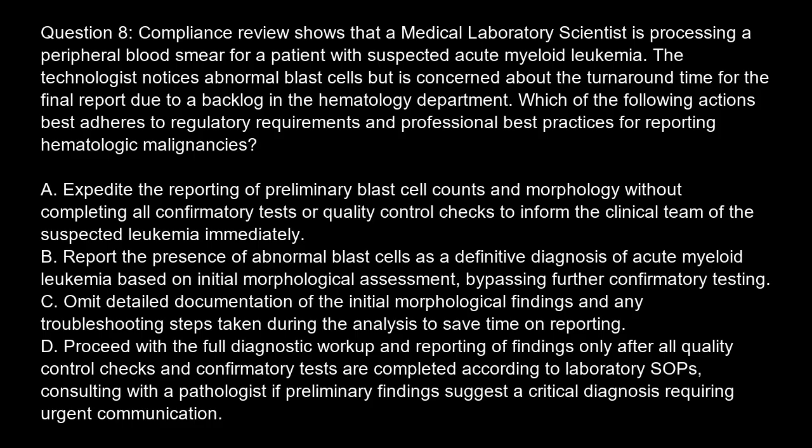Option A. Expedite the reporting of preliminary blast cell counts and morphology without completing all confirmatory tests or quality control checks to inform the clinical team of the suspected leukemia immediately. Option B. Report the presence of abnormal blast cells as a definitive diagnosis of acute myeloid leukemia based on initial morphological assessment, bypassing further confirmatory testing. Option C. Omit detailed documentation of the initial morphological findings and any troubleshooting steps taken during the analysis to save time on reporting.